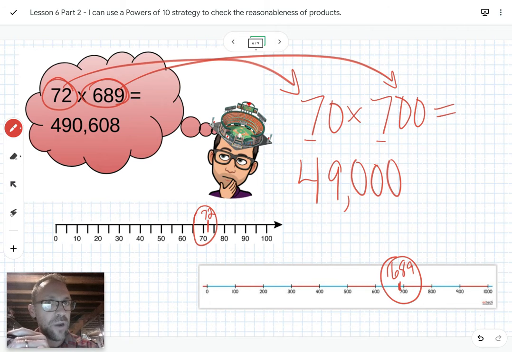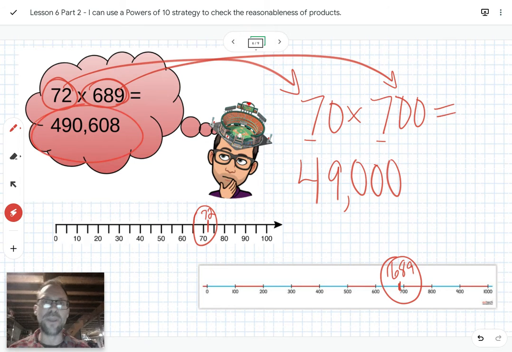Final step of this process. We have to compare our estimate to the actual product. Are we in the right ballpark? Well, the product is 490,608. The estimate's only 49,000. Those aren't even close. That's 49,000. That's only 1/10 of 490,000. So we aren't in the right ballpark.